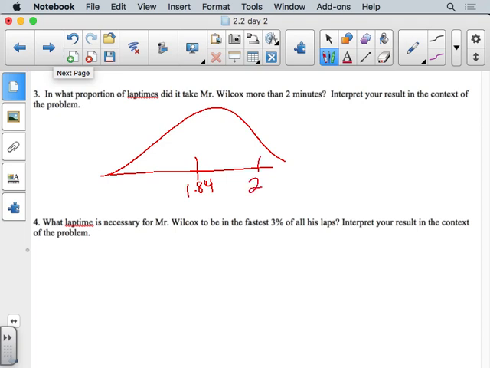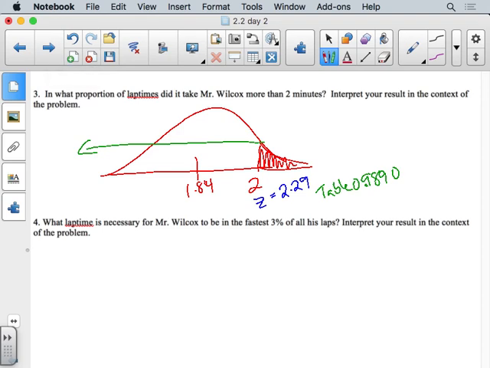Okay, now number three, 1.84, two, did it get more than? So you should have gotten a z-score of 2.29. Your table gives you a value of 0.9890, which is the less than. So you have to take 1 minus 0.9890 to get 0.011 or 1.1% for that one. Alethea, you look concerned. So I did it right, but I wasn't thinking about it. But I got the right answer.